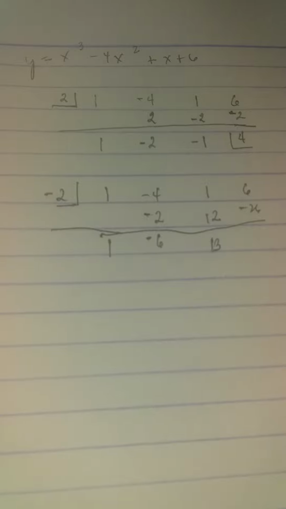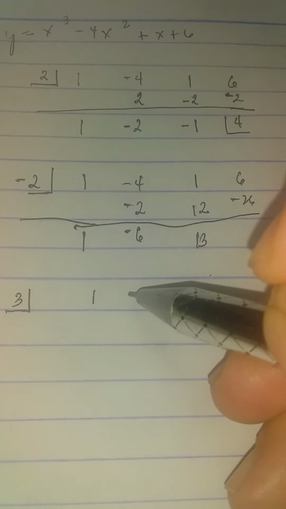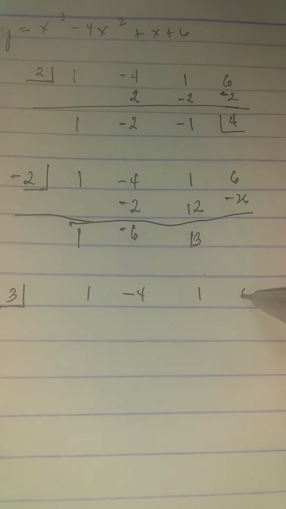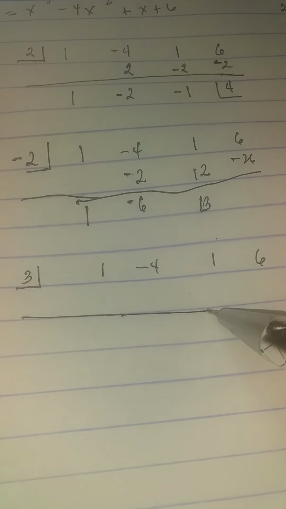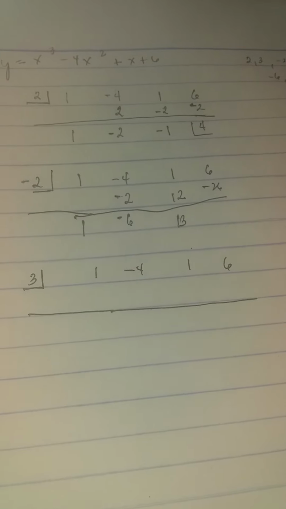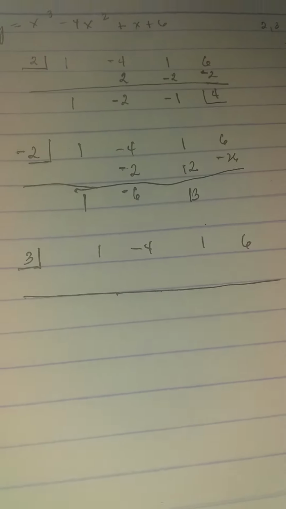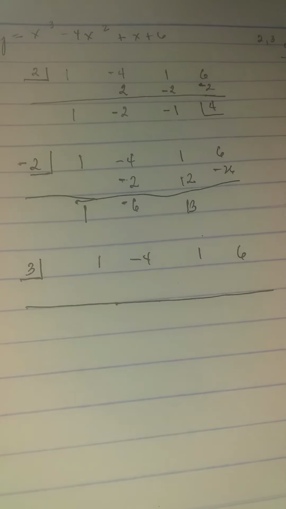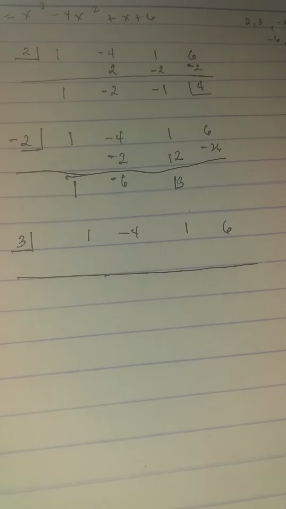Okay. Next, let's try the 3. Okay. 1, negative 4, 1, 6. Actually, it is just a matter of luck: once you have a divisor that is a factor, then you are done right away with your work. But if not, then you have to try again.